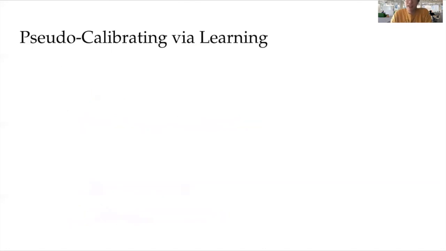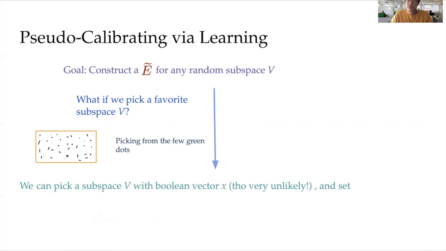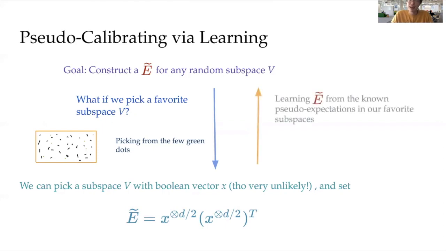And now we are ready to describe pseudo calibration. Recall that the goal is again to construct pseudo expectation for any random subspace V that's given to us. But it may be hard to work with any random given subspace. Let's say we have the power to pick our favorite input. So we can always pick the subspace V that we already know has a Boolean vector X. Even though this happens exponentially unlikely, in these cases, we can always set pseudo expectation to be the moment matrix of the Boolean vector X. And therefore, pseudo calibration dictates that you can always learn how to construct pseudo expectation by looking at the subspaces that you like, or the input you like.